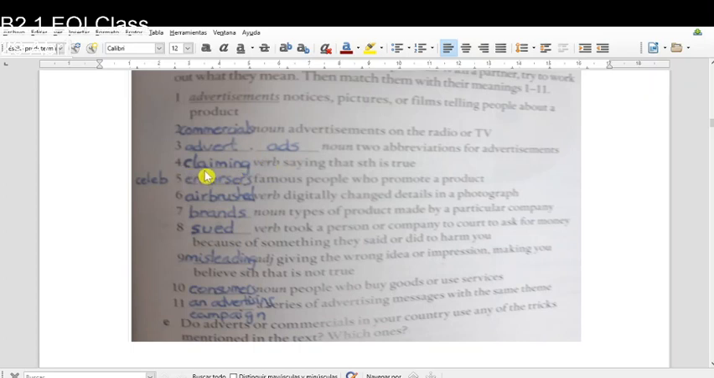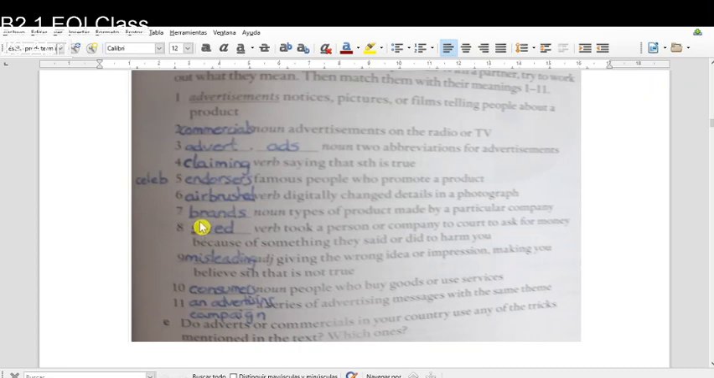Number four, claiming means saying that something is true. Afirmar. Afirman, claiming that something is true. Aseguran sería. Five, celebrity endorsers are the famous people who promote a product. Son patrocinadores, endorsers, celebrity endorsers. Number six, airbrushed is the verb meaning that digitally you can take details out of a photograph. Airbrush es pintura en aerosol, y así es utilizar digitalmente, retocar, airbrushed.